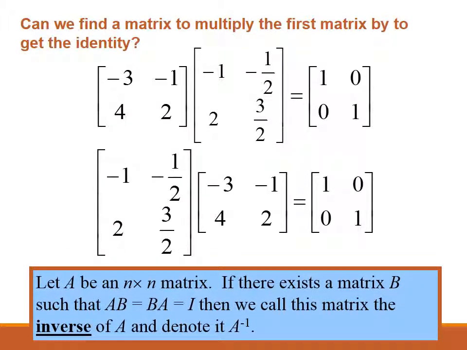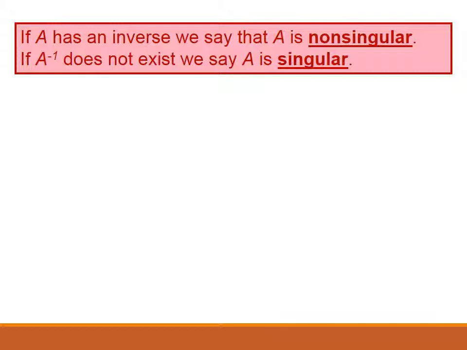Let A be an n×n matrix. If there exists a matrix B such that AB equals BA equals I, then we call this matrix the inverse of A and denote it A to the negative 1. If A has an inverse, we say that A is non-singular. If A to the negative 1 does not exist, we say it is singular.